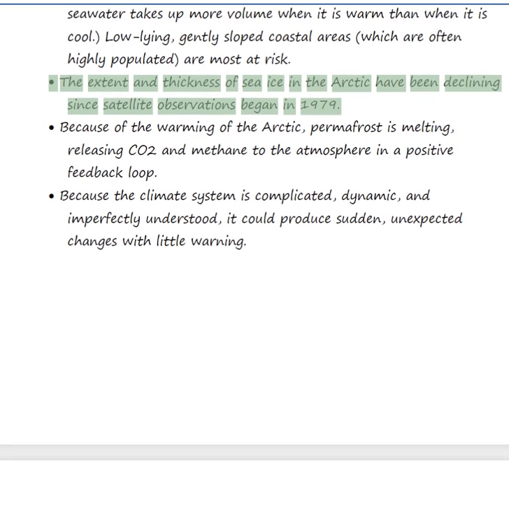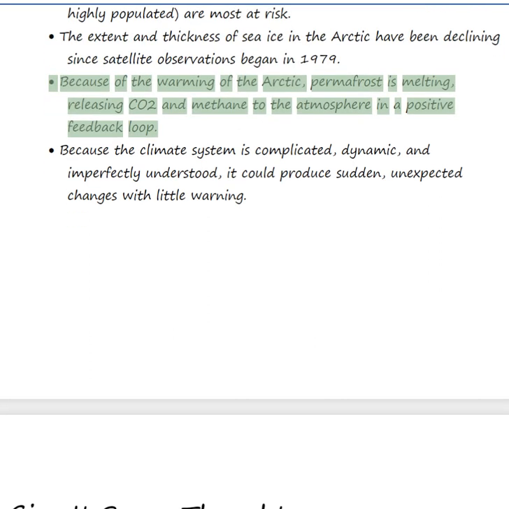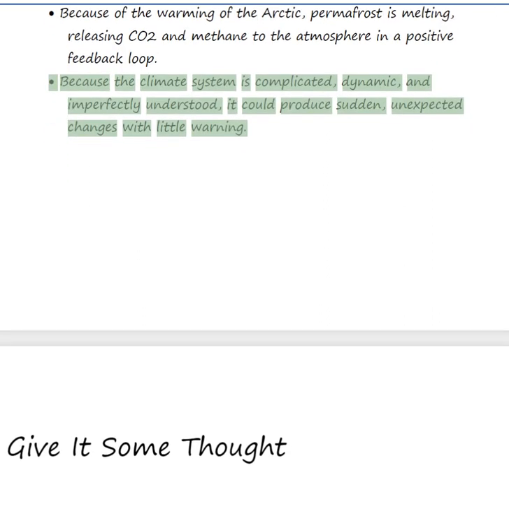The extent and thickness of sea ice in the Arctic have been declining since satellite observations began in 1979. Because of the warming of the Arctic, permafrost is melting, releasing CO2 and methane to the atmosphere in a positive feedback loop. Because the climate system is complicated, dynamic, and imperfectly understood, it could produce sudden, unexpected changes with little warning.